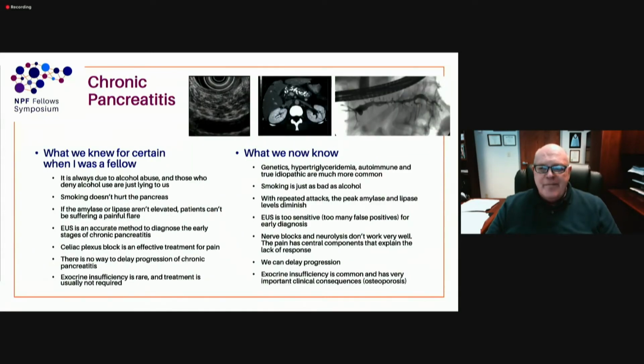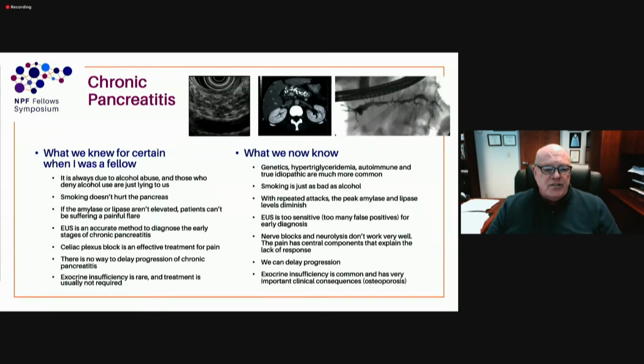So again, I did the same exercise for chronic pancreatitis. What I knew for sure when I was a fellow was that it was always due to alcohol, and those who denied alcohol were just telling us a fib. And now we know all of these non-alcohol causes are much more common. I didn't worry too much about smoking in terms of the pancreas, and now we know smoking is just as injurious as alcohol to the pancreas.